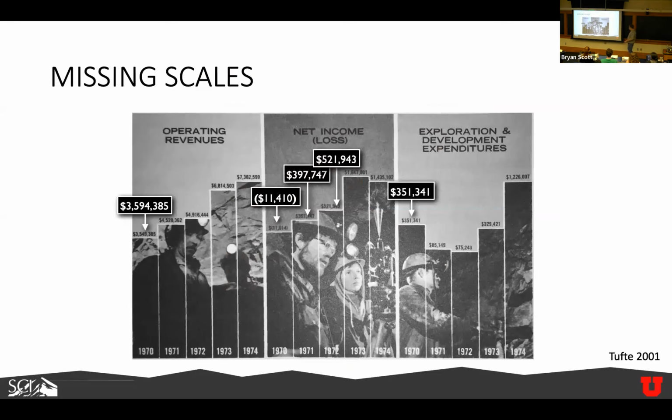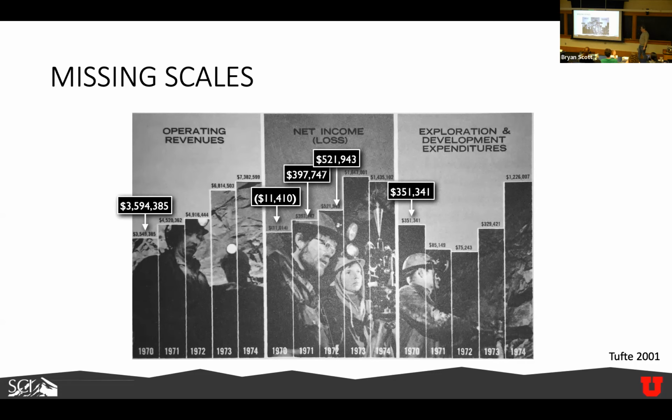Scales and baselines are a place where we have a lot of trouble communicating things, so we have to be very, very careful. This is a very old picture that was in one of Tufte's books. It talks about coal mining, a picture from the coal mining industry in the 70s: 70, 71, 72, 73, 74. It's got three different variables: operating revenue on the left, net loss and net income in the middle, and R&D on the right. You can see what the values are. But what's a problem with this?